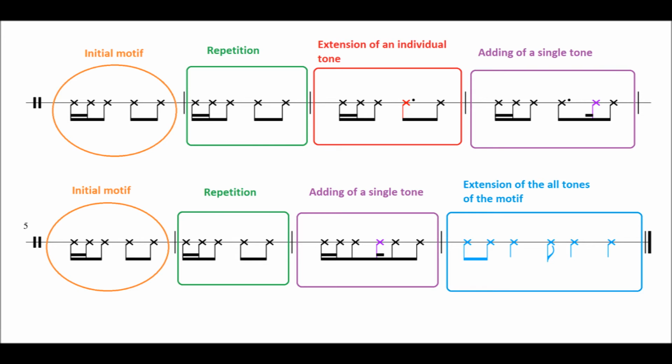In the third measure, take the motif from the second measure and extend an individual tone. In the fourth measure, take the motif from the third measure and add a single tone. In fifth and sixth measure, take the motifs from the first and second measure and rewrite them. In the seventh measure, take the motif from the sixth measure and add a single tone.